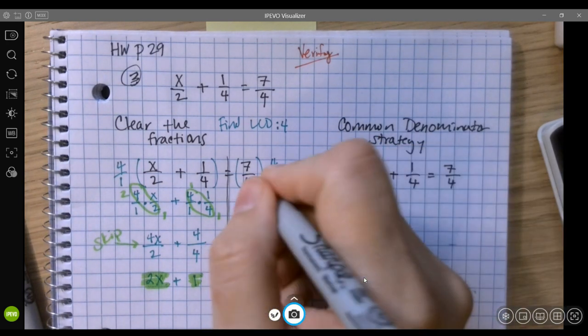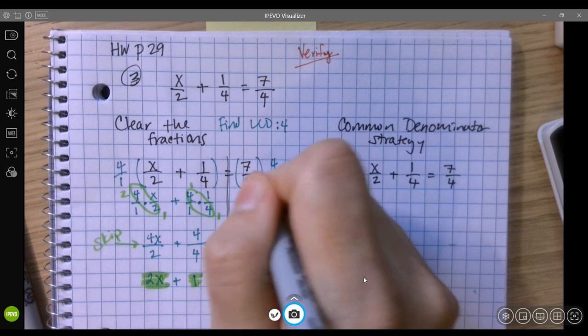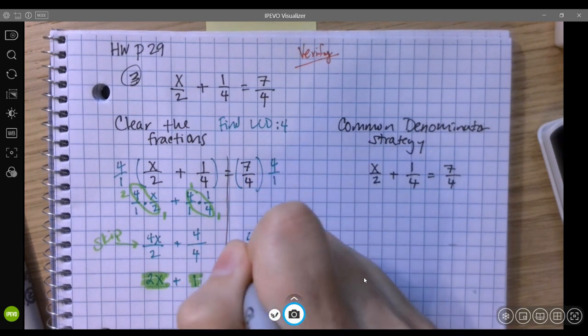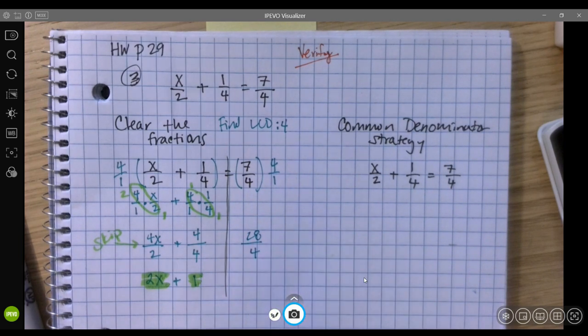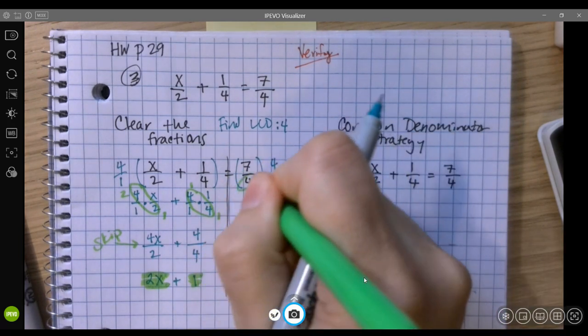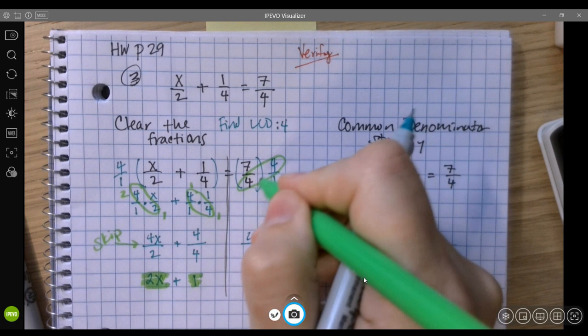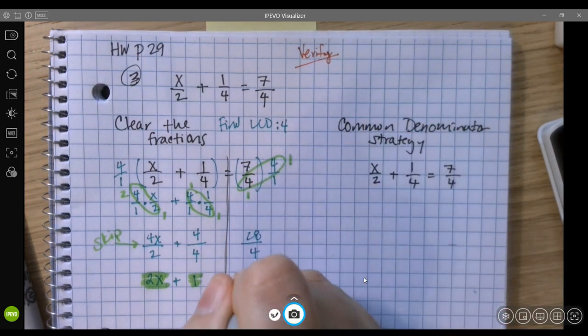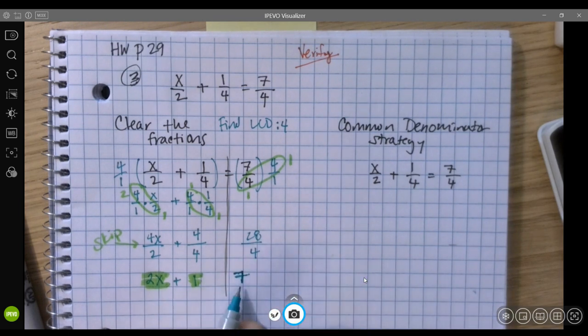7 times 4 is 28. 4 times 1 is 4. You could also, if you noticed, 4 and 4, that's going to be 1. That's going to be 1. 7 times 1 is 7. 1 times 1 is 1. So I'm left here with 2x plus 1 equals 7.